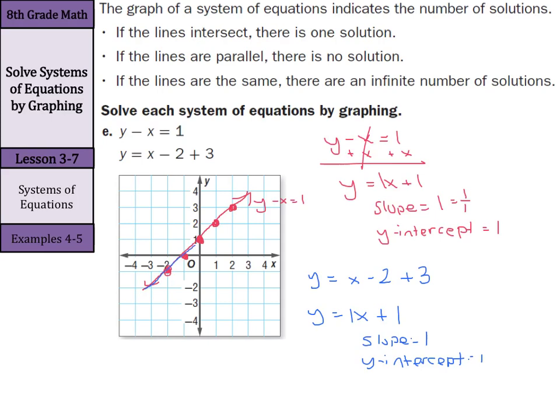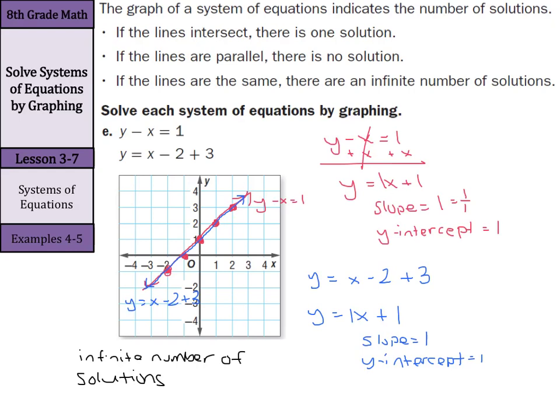So actually, they're right on top of each other. Even though it says y equals x minus 2 plus 3, the graphs are on top of each other. It's the same line. And as we're reading this third bullet point, if the lines are the same, there are an infinite number of solutions. Well, they're overlapping lines. They're exactly the same. So our answer here is infinite number of solutions.